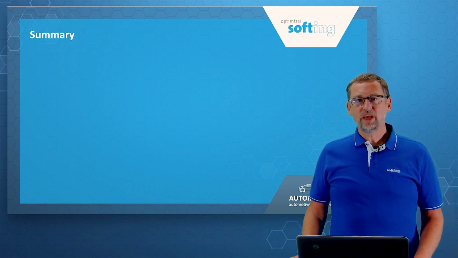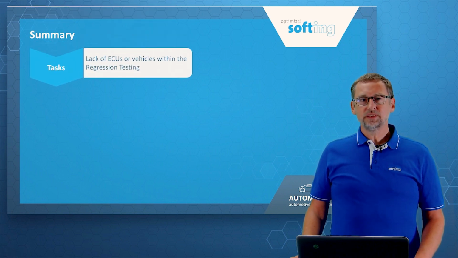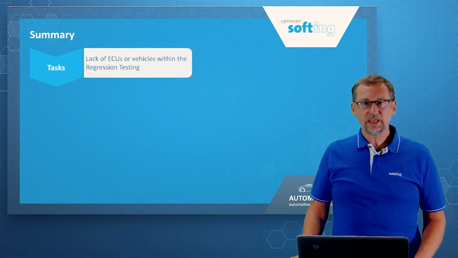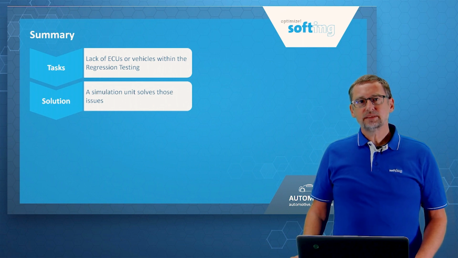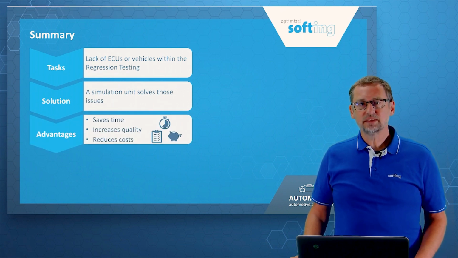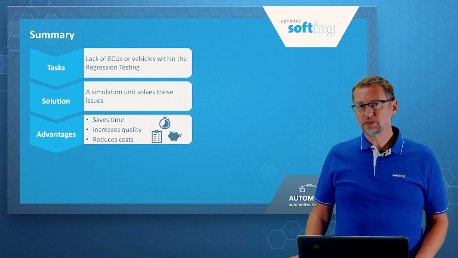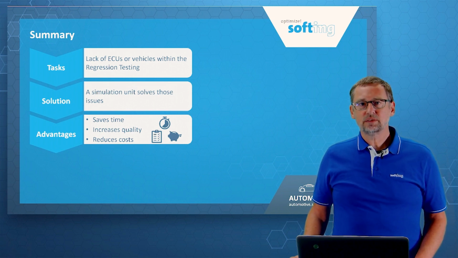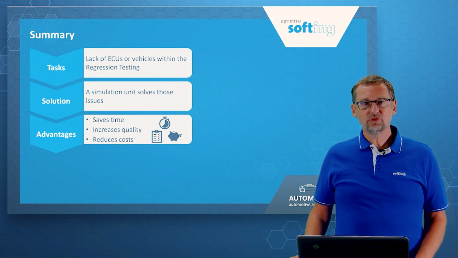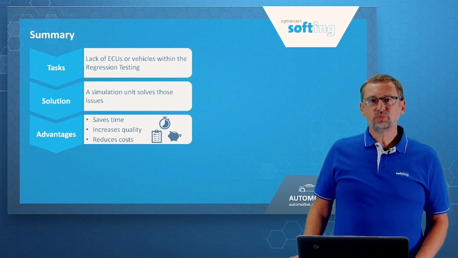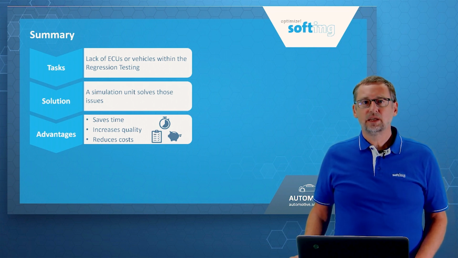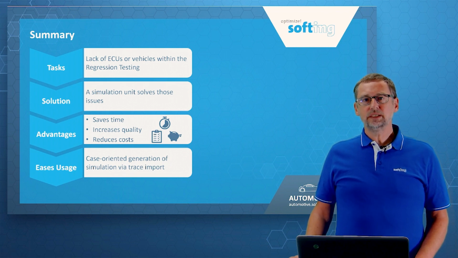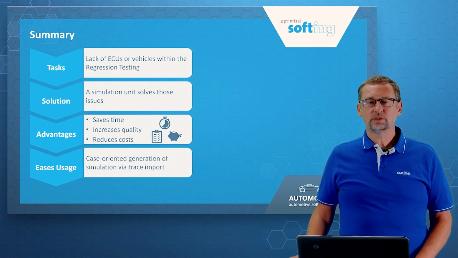Let's summarize what we have seen so far. The lack of ECUs of vehicles during regression testing can be overcome by a diagnostic simulation. It is time-saving by making all devices under test available via simulations. It provides significant cost advantage through higher automation and the avoidance of rework, and enables noticeable quality improvement since basically all test cases can be represented. A case-oriented simulation can be easily generated by a trace import.